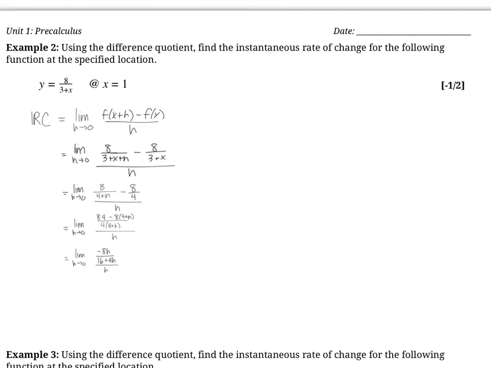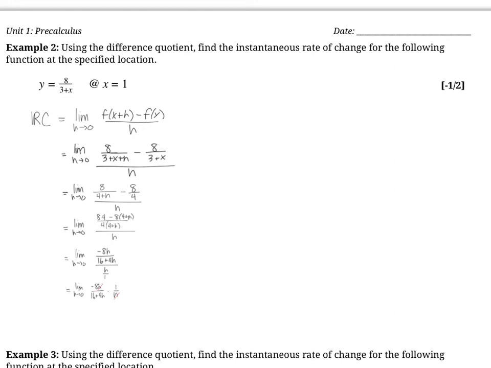Remember, we can represent this h in the bottom as h over 1. So we're dividing this fraction on top, negative 8h over 16 plus 4h, by h over 1. And when we divide two fractions like that, we're going to multiply by the reciprocal. So the limit as h approaches 0 of negative 8h over 16 plus 4h times the reciprocal of h over 1, which is 1 over h. Notice what happens here. We have an h in the numerator and an h in the denominator. Those are going to cancel out.